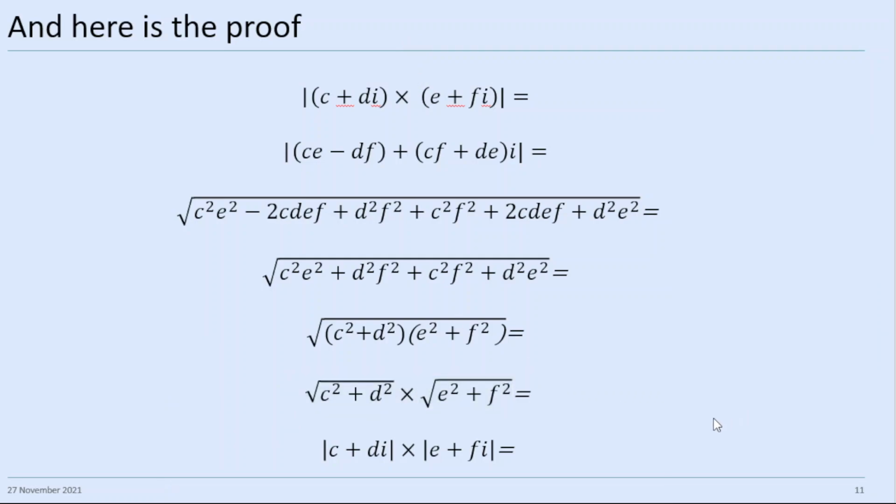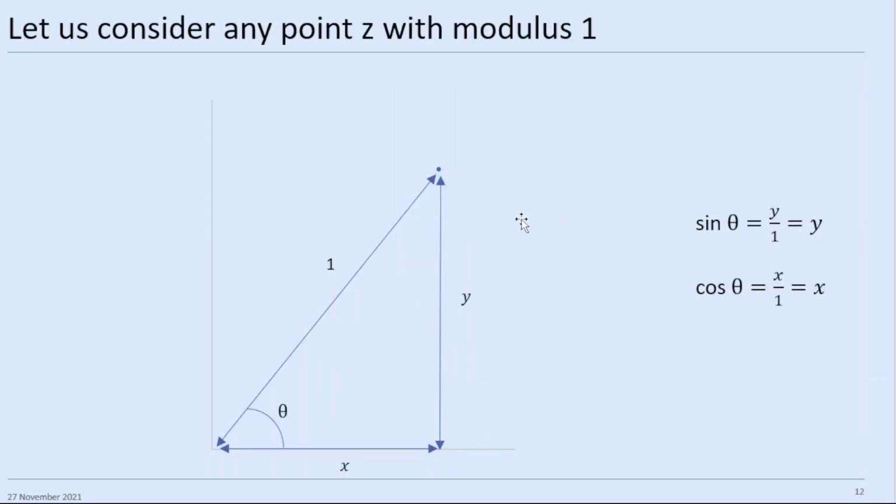Look at that. It's all the same, right? And then C squared plus D squared is the mod of C plus DI. E squared plus F squared is the mod of E plus FI. So we have shown that the mod of the two numbers multiplied together is equal to the mod of one times the mod of the other. Right, let's think about arguments.